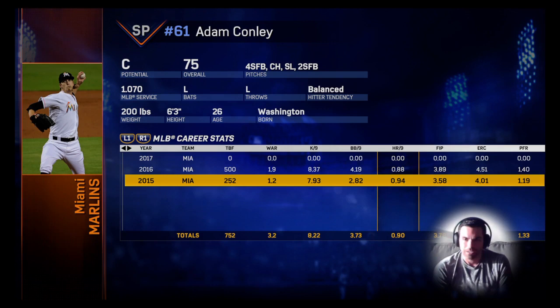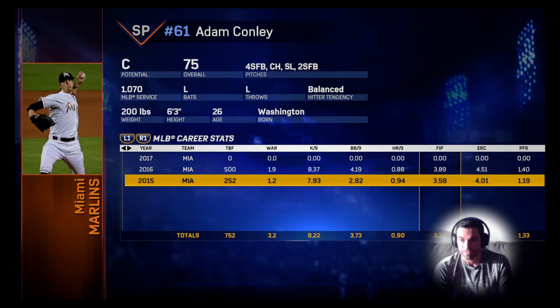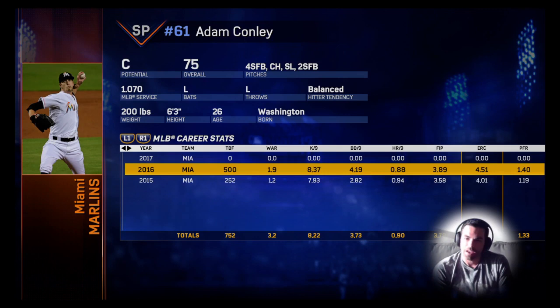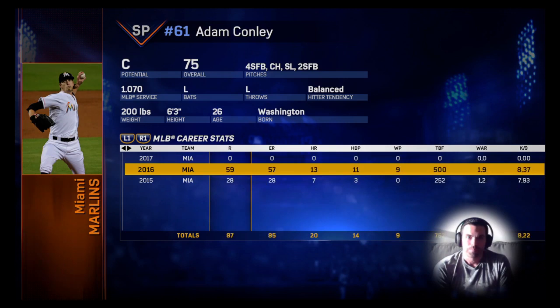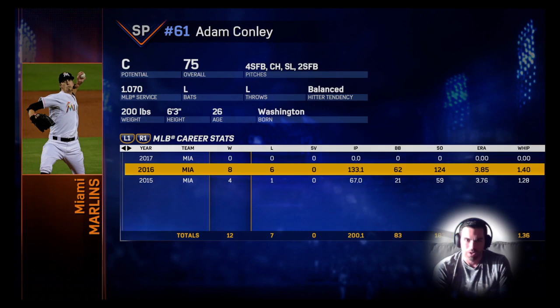And his fielding independent pitching tells us that his ERA seemed pretty accurate. And his component ERA says, well, accurate, but take it with a grain of salt. He's probably not as good as you might be thinking, right? He could maybe limit those hits a little bit more. But Adam Conley is a guy that looks like he could be a pretty nice player for the Marlins here, being just 26, certainly when you look at his salary of only the league minimum in this game.